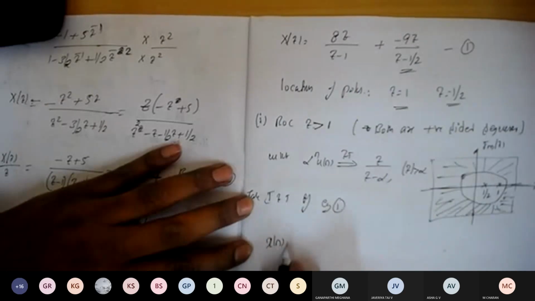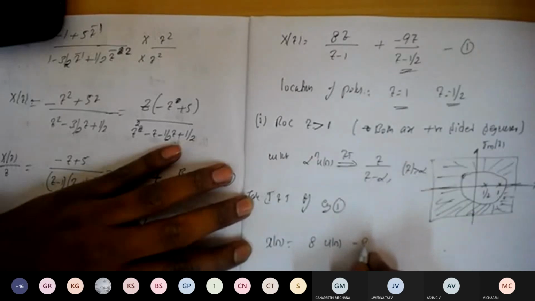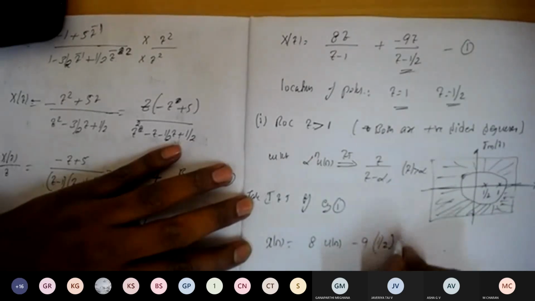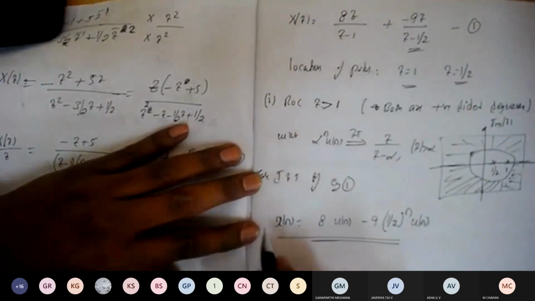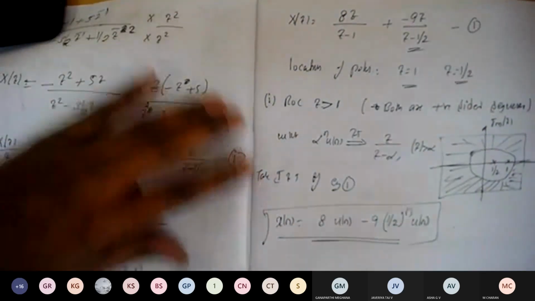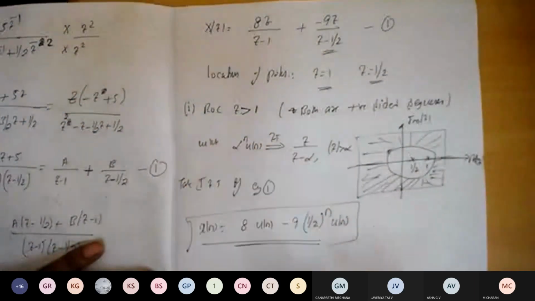So this becomes x of n is equal to 8 into 1 to the power of n, which is nothing but 1 only, so we can write u of n, minus 9 into 1 by 2 to the power of n into u of n. So this is the inverse Z transform for the ROC which is given, where both are positive sided sequences.